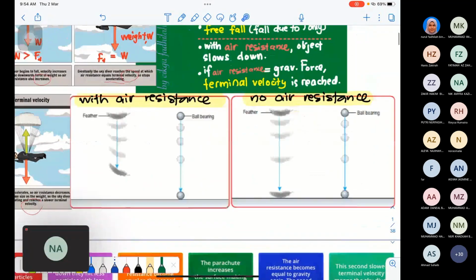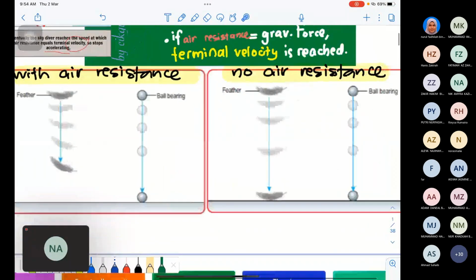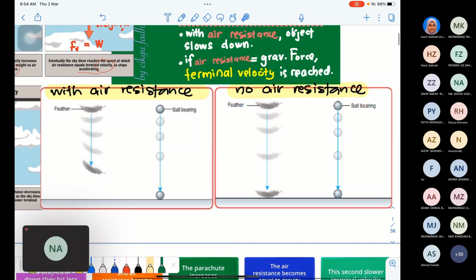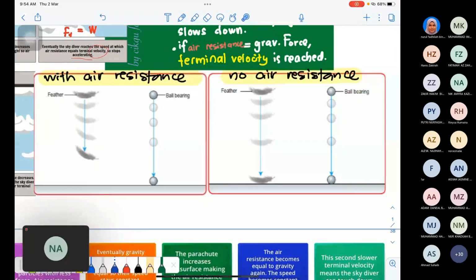Okay, when we talk about air resistance or free fall, look at these two diagrams. So what's the difference between these two diagrams? One diagram has air resistance present, this one has no air resistance. Okay, so hello, you still there? Okay, so if we have two objects here, a ball bearing and a feather. With air resistance, we see the feather falls down at a later time. With no air resistance, we see both of them reach the ground at the same time.